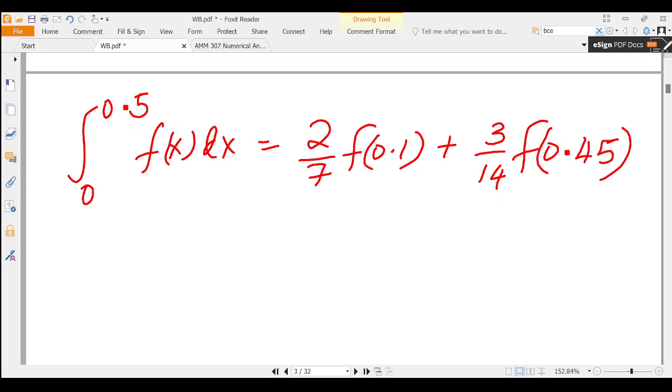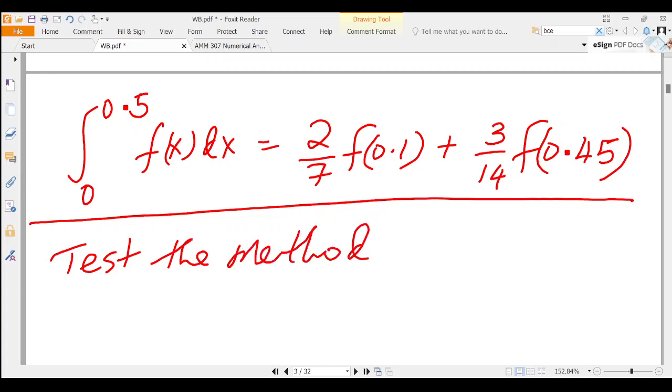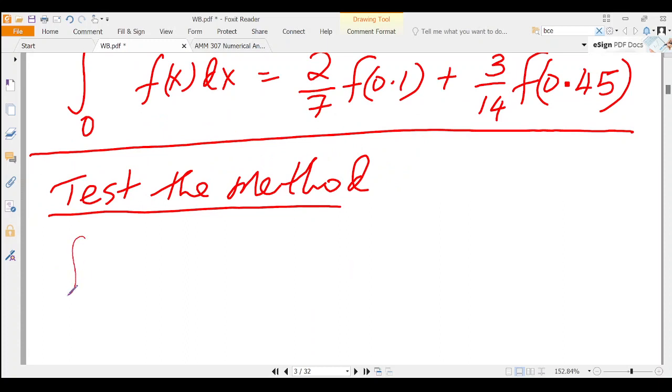So now we can test this method to see if it works. I'll use a simple integral to test the method. We now test the method. Suppose now we write the integral from 0 to 0.5 of 2x, let me use 2x minus 1.